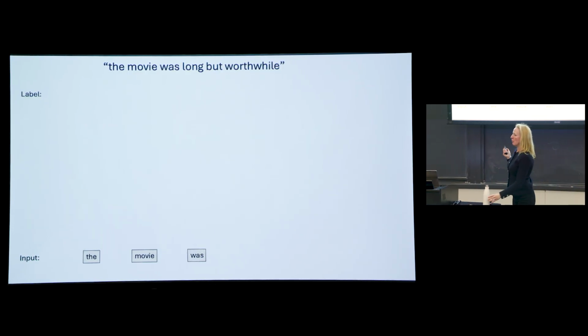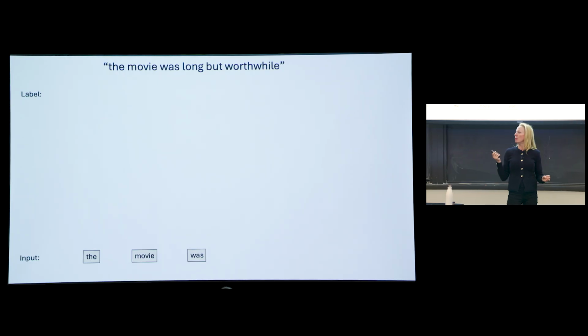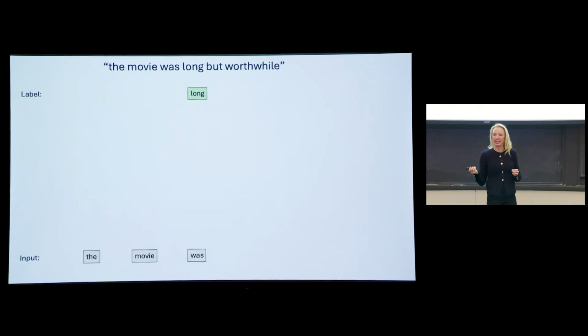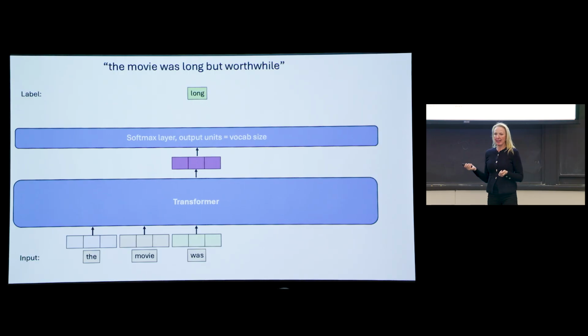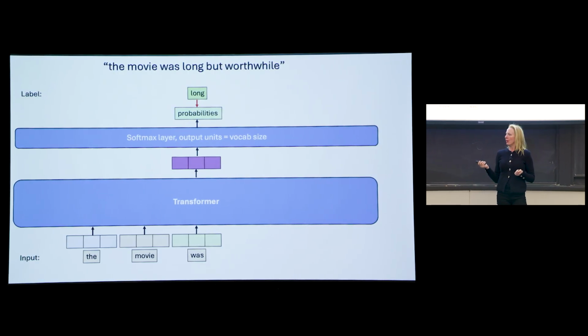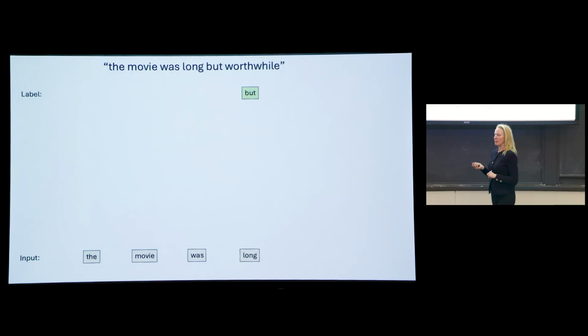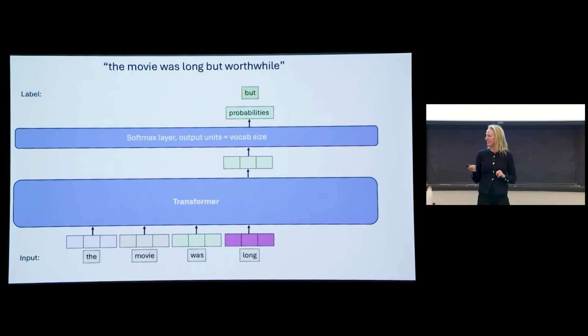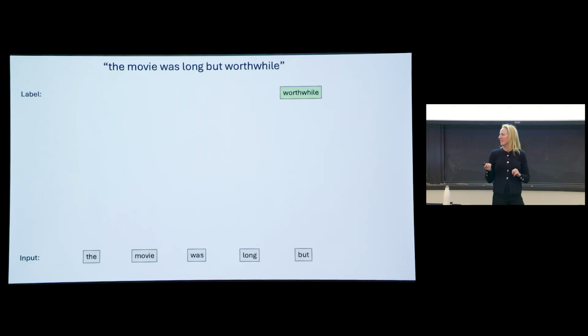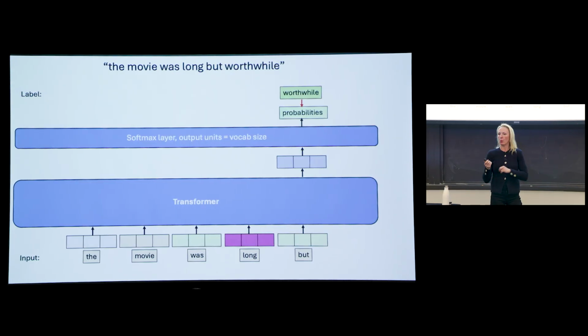And so I continue my process. Now, the input is "the movie was," and the label, as I'm defining it, is "long." Same process, right? Get some kind of vector, feed it in. Probabilities out, train on that, so that next time there's higher probability assigned to "long," less probability assigned to everything else. Keep on going with this, right? And then here we have "worthwhile."